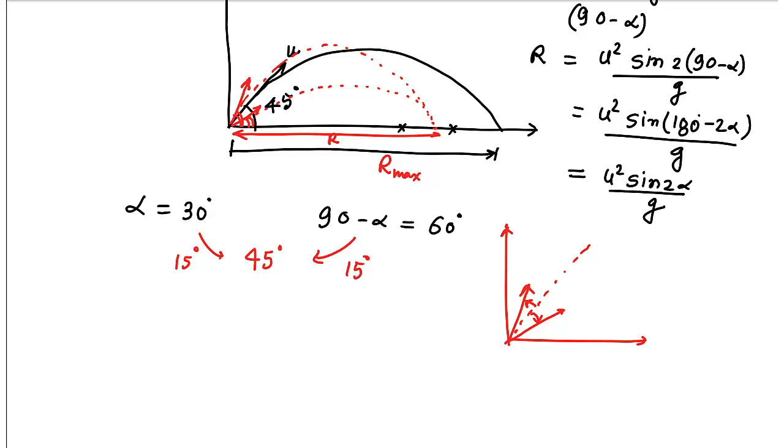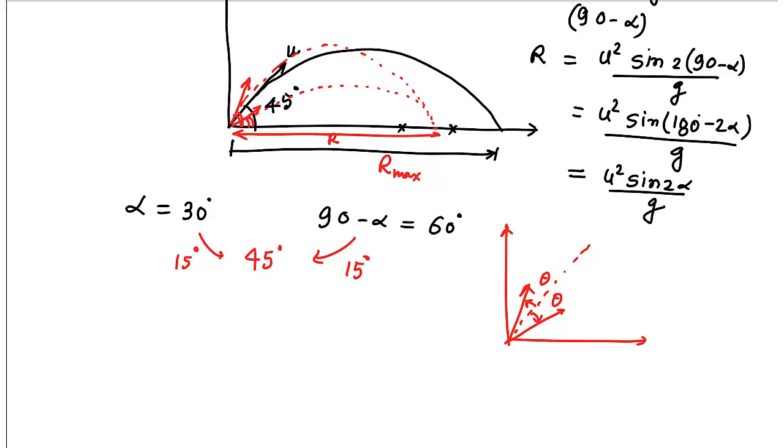This is not only true for 15 degree, this is true for any angle theta. So any angle theta this side from the 45 degree line, and any angle theta that side from the 45 degree line will have the same range. This is a very important result: if you are throwing a ball at the angle of alpha or you are throwing at an angle of 90 minus alpha, in both cases you will have the same range.